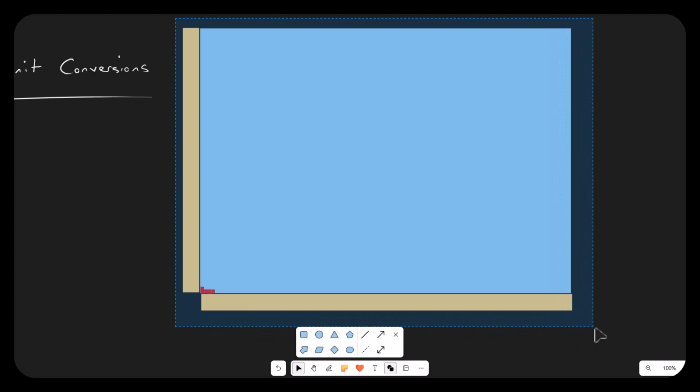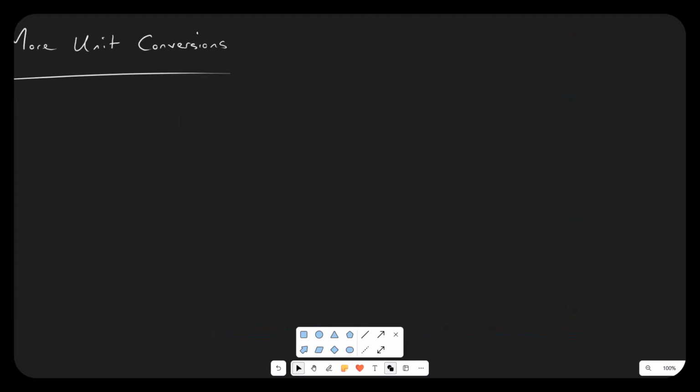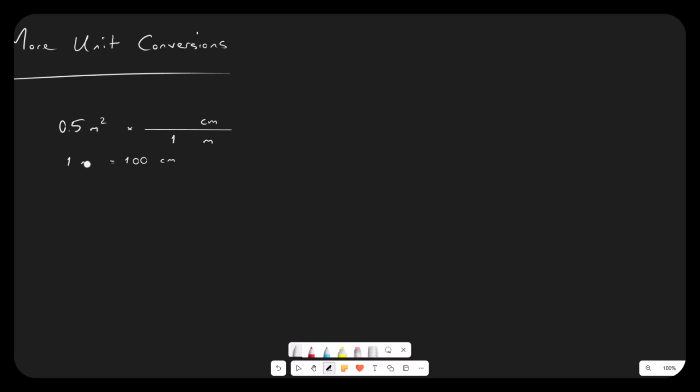I'm going to get rid of this. The math looks like this. If I have maybe half of a square meter to work with, I have this conversion factor that I've worked with before, and it says that 1 meter is 100 centimeters. So I'm going to start with that. I'm going to say half a square meter times, and I want a conversion factor that's got meters on the bottom and centimeters on the top. Here is that conversion factor. 1 meter is 100 centimeters.